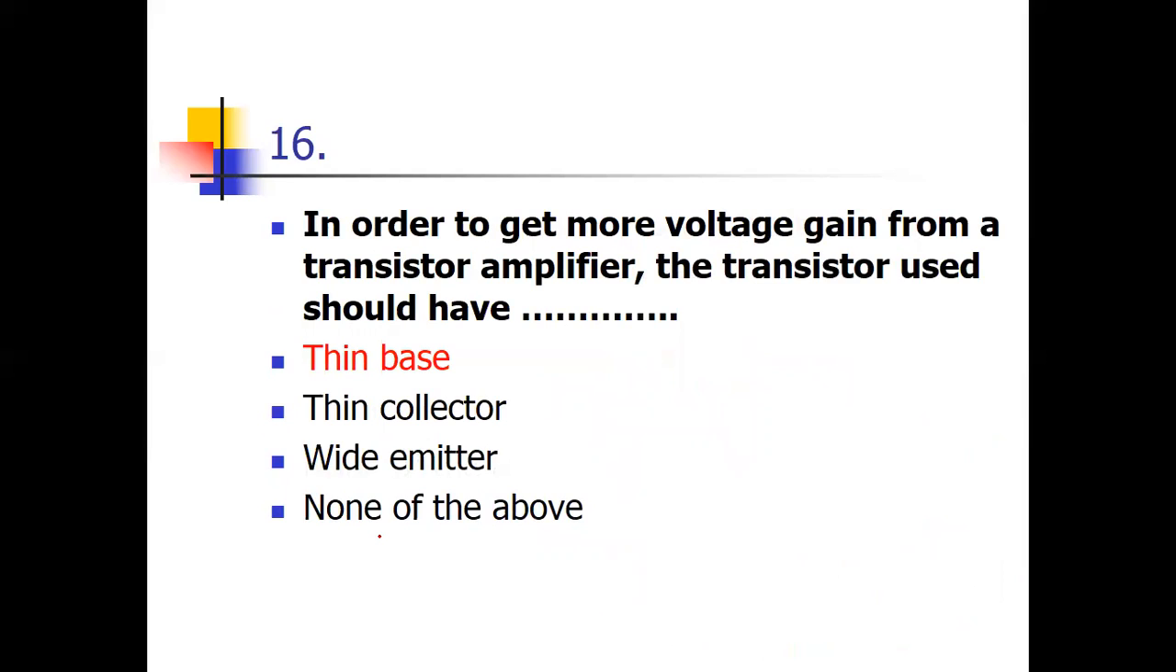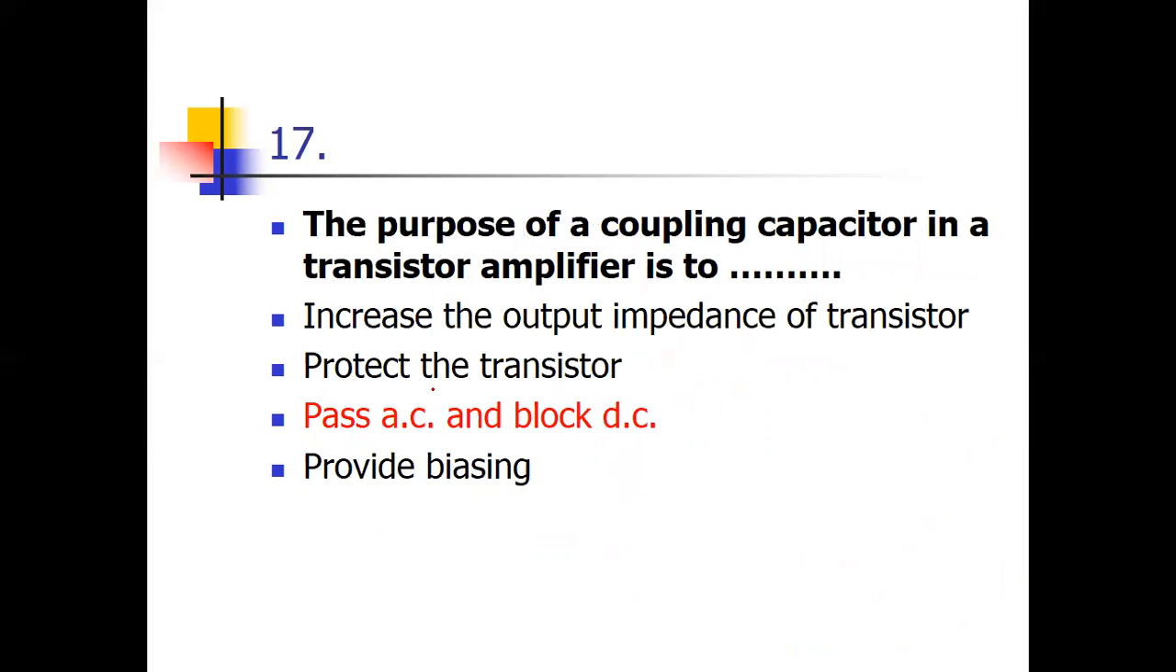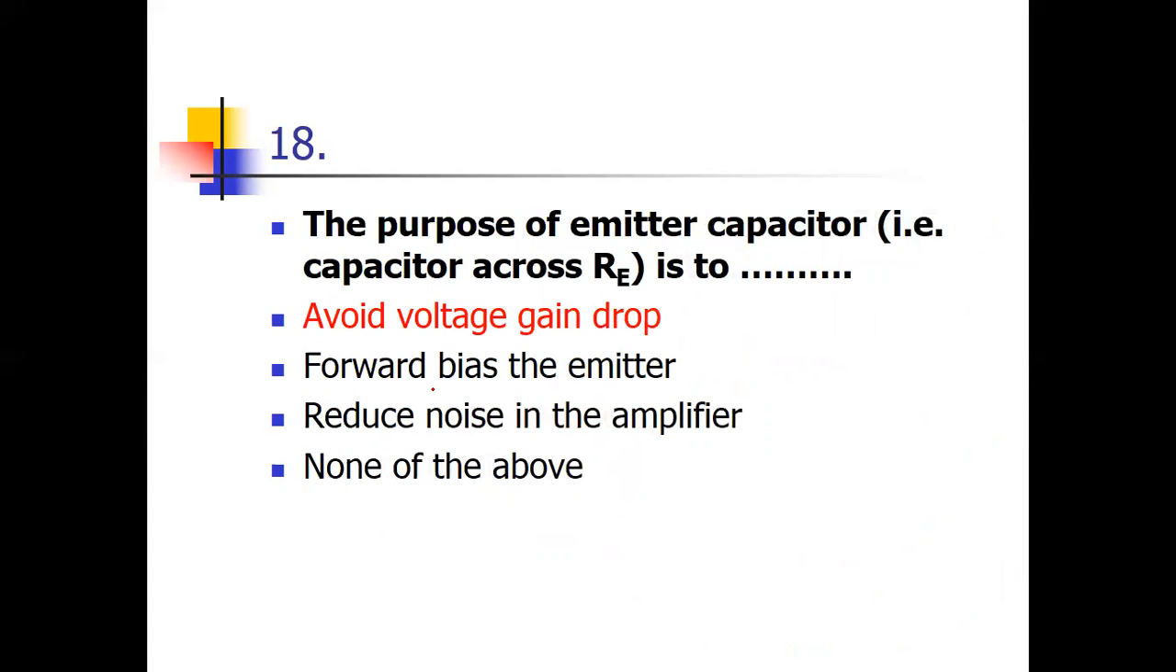In order to get more voltage gain from the transistor, we want more output, more current. So definitely the base should be very thin. Then you will have the maximum current. The purpose of the coupling capacitor I have already explained: to block the DC and pass the AC. Okay. The purpose of the emitter capacitance. If you look at the common emitter, we generally connect one resistance along with a capacitance, which is a bypass capacitor. Its role is that it does not let the voltage gain go down, so it prevents the voltage gain from dropping.